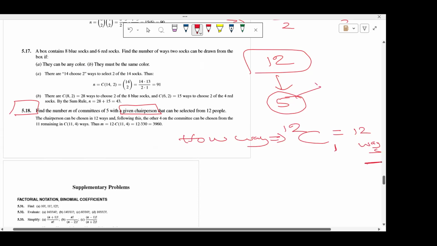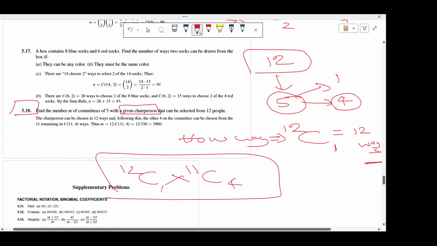So for this committee, if we select one chairperson, we need to select another 4 remaining members. How many ways are we selecting these members? 11 people, 11C4, right? So multiply by 12C1, this is the number of ways we are generating. So 12C1 multiplied by 11C4, this is the number of ways we are making this committee.